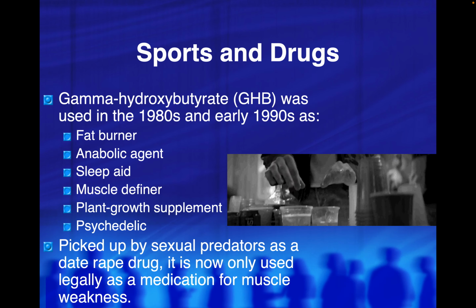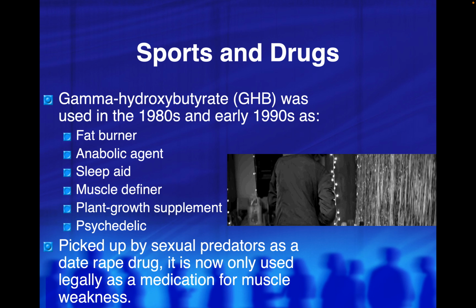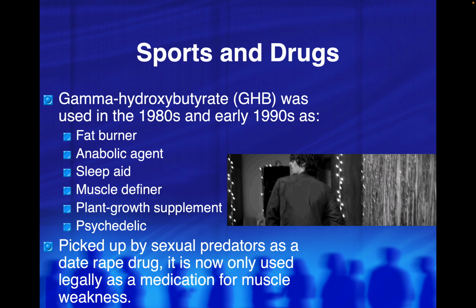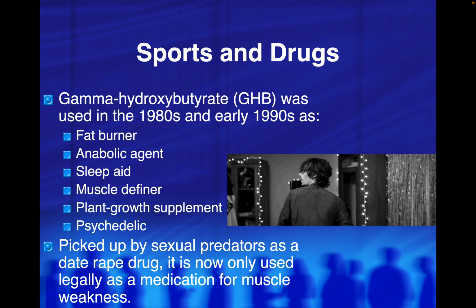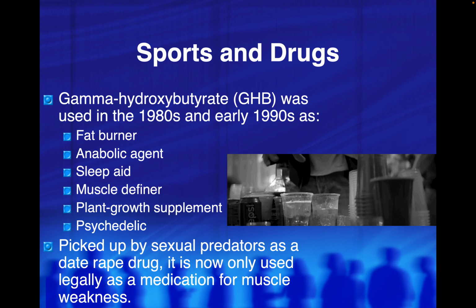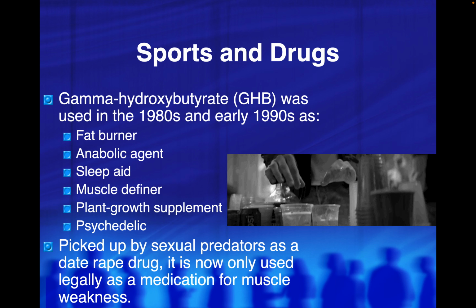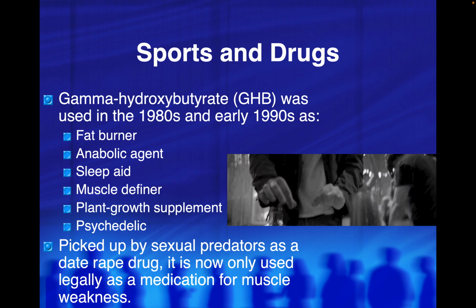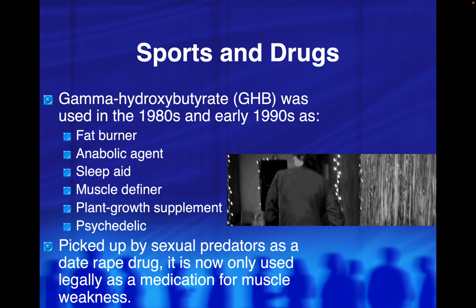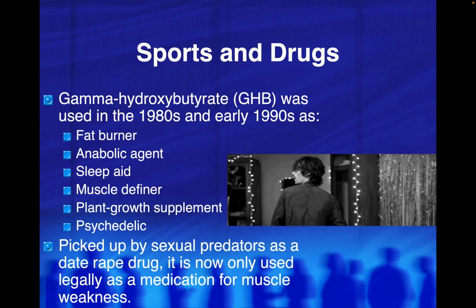So you can see he's a little bit bigger. Gamma hydroxybutyrate, or GHB, was used in the 1980s and early 1990s as a fat burner and an anabolic agent, as a sleep aid, as a muscle definer, as plant growth supplement, and as a psychedelic. Picked up by sexual predators as a date rape drug, it is now only used legally as a medication for muscle weakness. And there you go. Just drop it in somebody's drink.